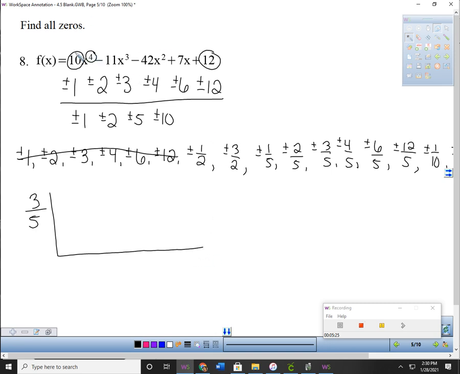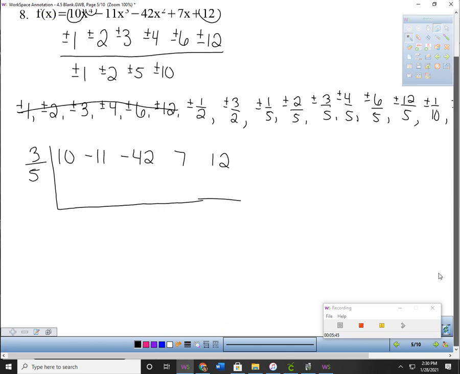All right, so I've got nothing missing. So I've got a 10, negative 11, negative 42, 7, and 12. And I'm going to go down through here. So I'm going to drop the 10. 3/5 times 10 is 6, plus a negative 11 gives me negative 5. Negative 5 times 3/5 would give me negative 3.